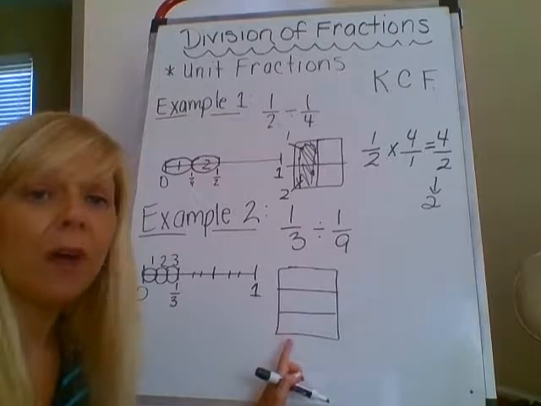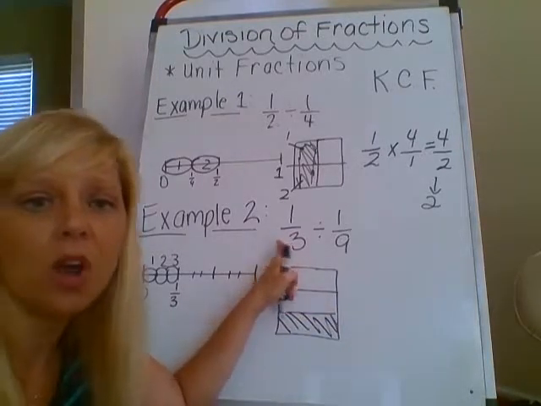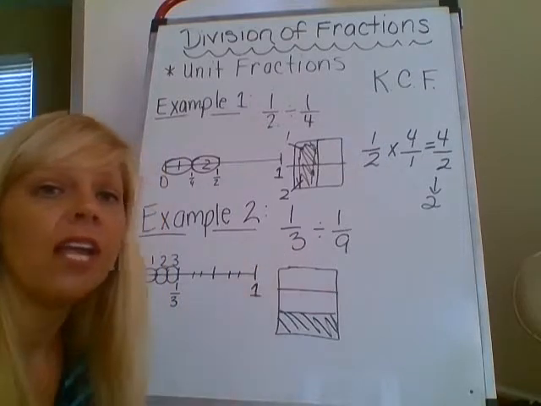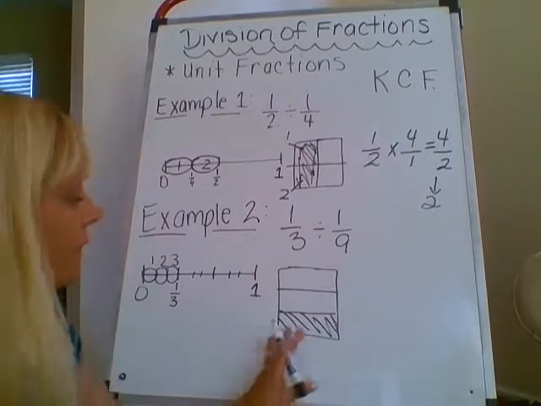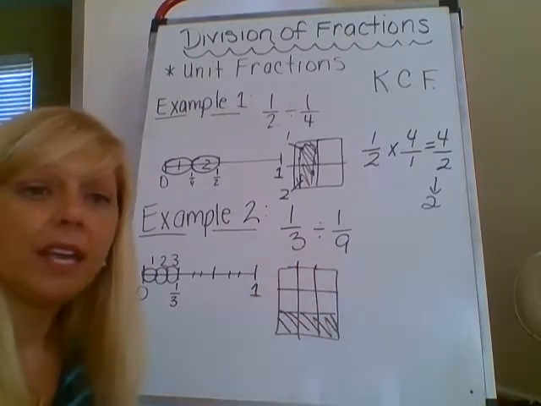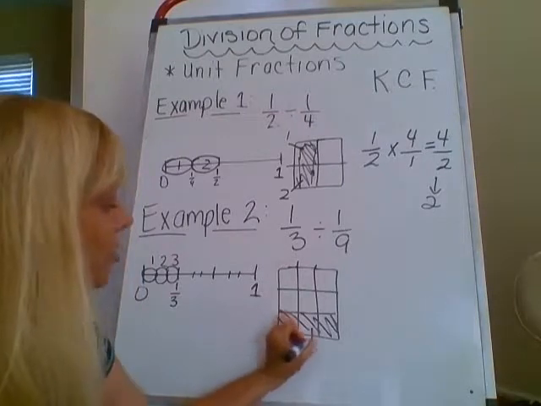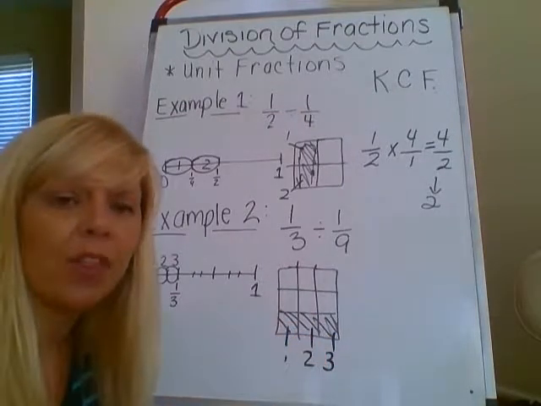Okay, if I use my area model, again, I'm going to shade what I have. And again, my dividend is always what I have. All right, and then this is how I'm breaking it up into pieces. So here's my 1/3. I'm going to break it into ninths. Okay, and again, I have my 1, 2, 3 ninths in my 1/3.